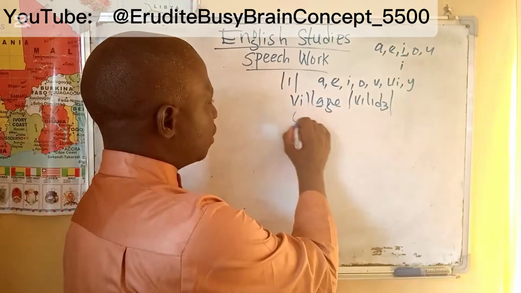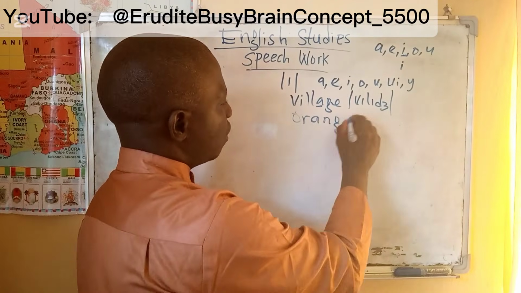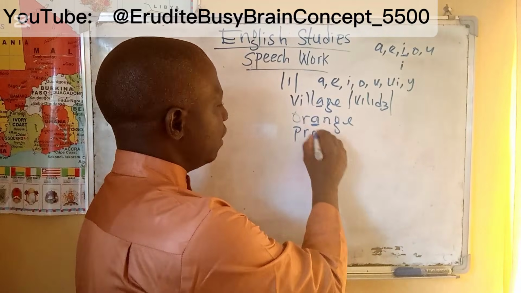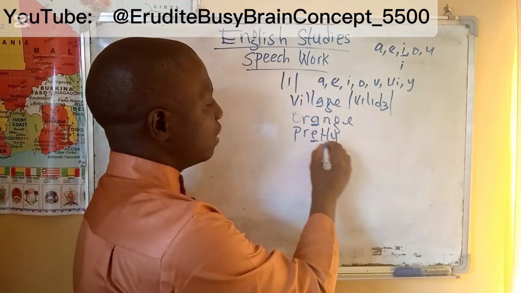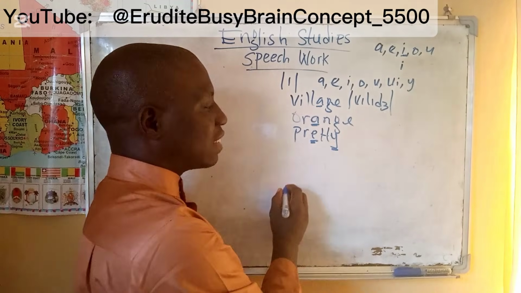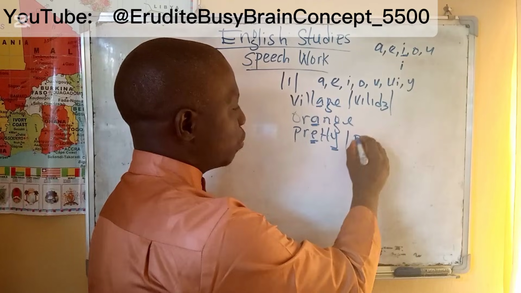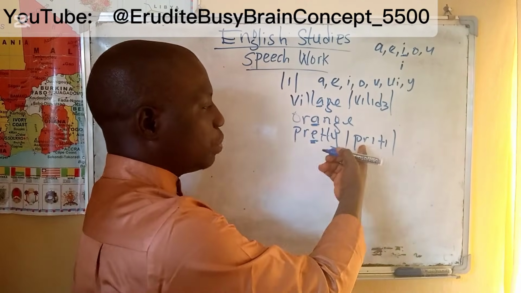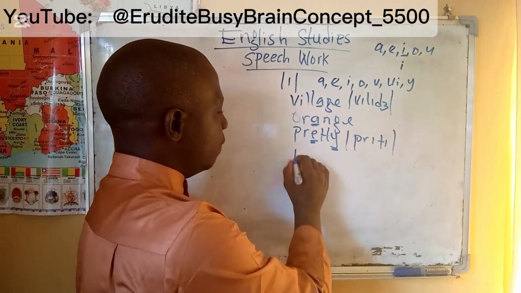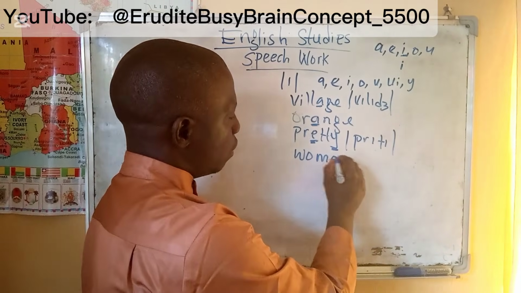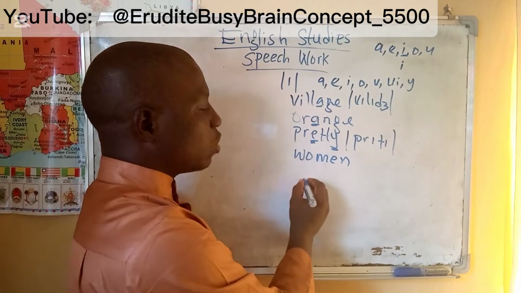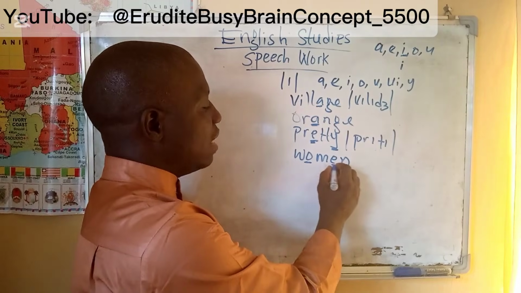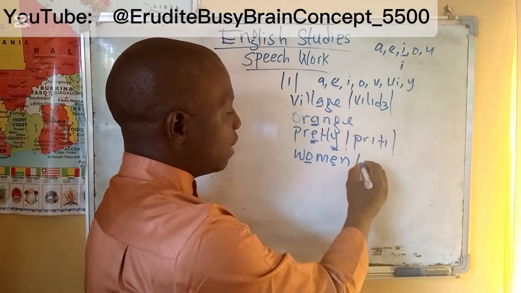Another example to consider is this: orange, not orange. Then this is pretty. The letter Y here and the letter E here sound E. For instance, look at what you pronounce: pretty. I've told us that this is spelling, this is pronunciation. Is that okay? Then another example. This is women, not women. The letter O here is E sound. Then the letter E here is also E sound. Women. Look at the pronunciation.